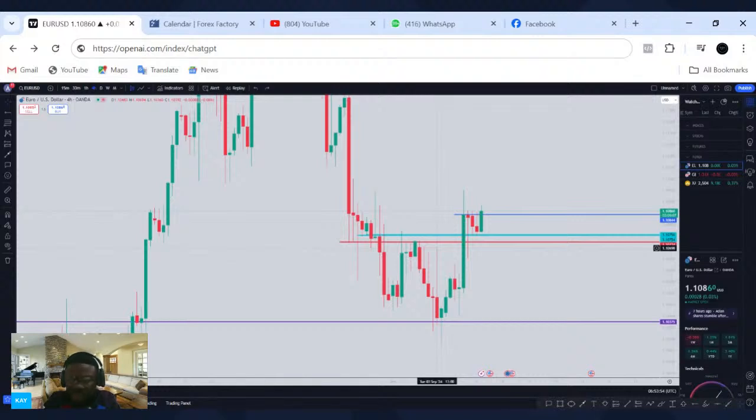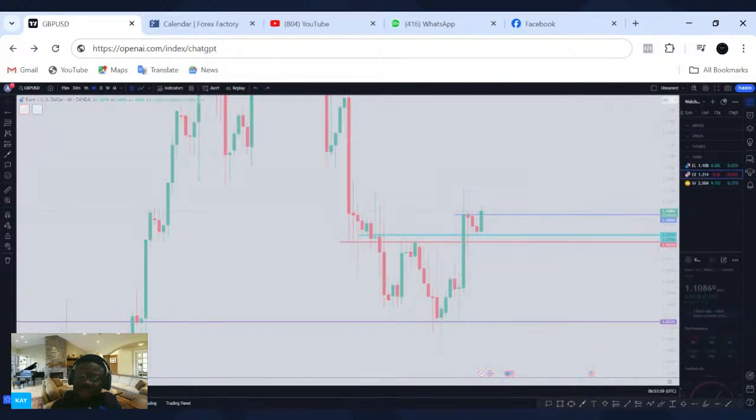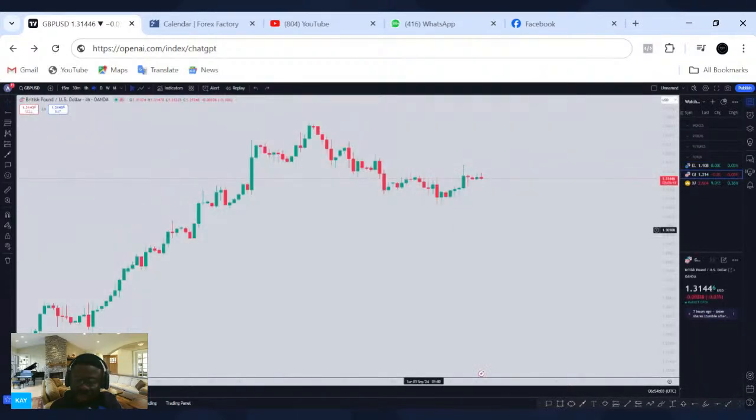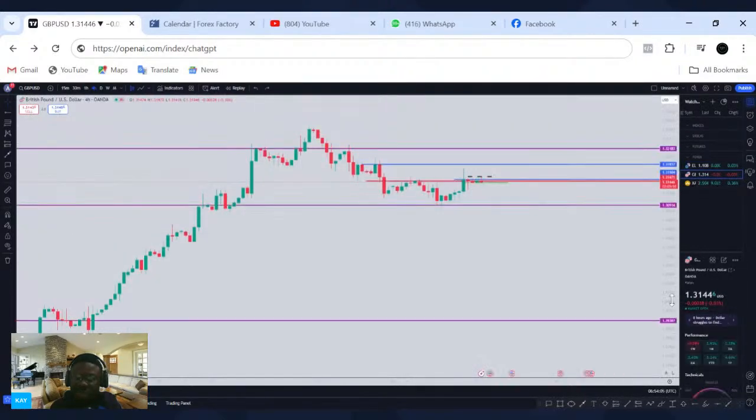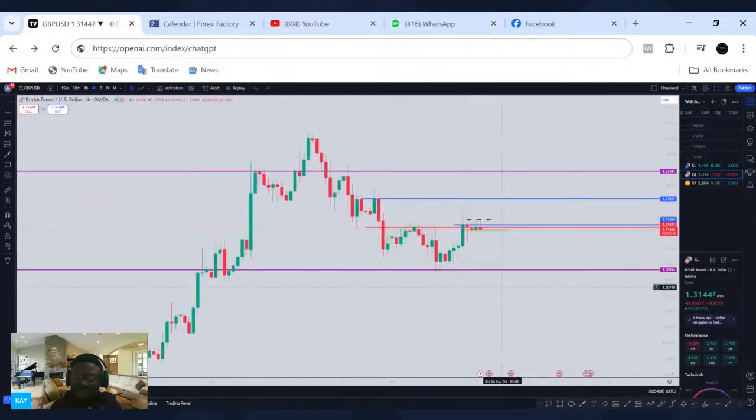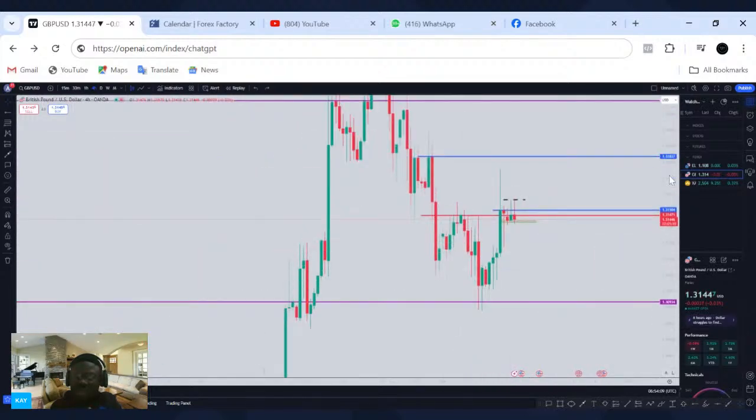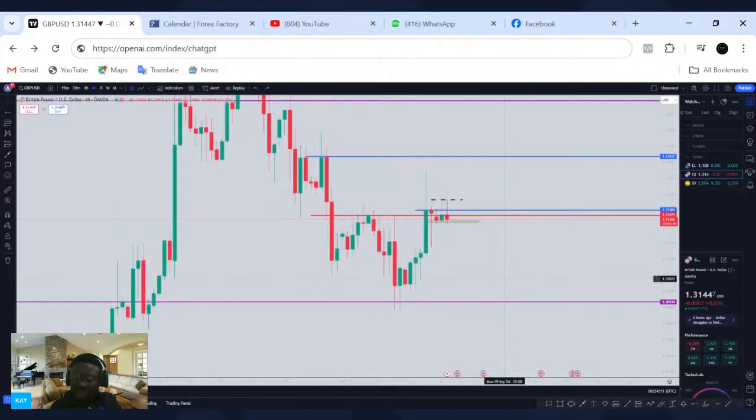That's how it works. So the way GU has opened, the way GU has broken the top, and at the same time it has come back and broken the dip. It's very critical.